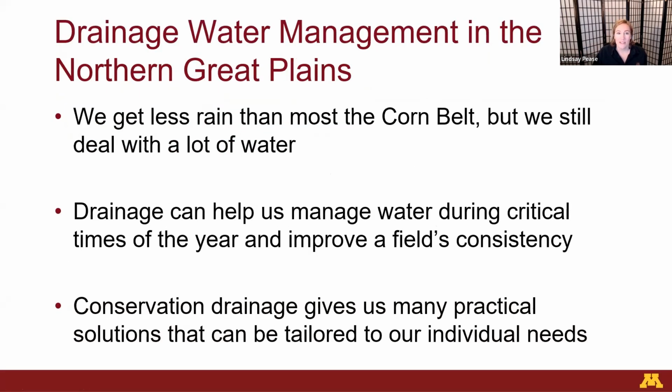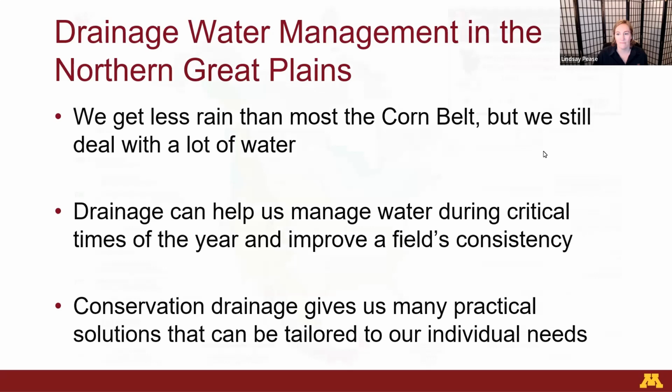So for drainage water management in the Great Plains, I'm going to cover three main themes during this talk. The first one is we get a lot less rain than most of the Corn Belt, but we still can deal with a lot of water. I'm also going to talk about how drainage can help us manage water during these critical times of the year and improve a field's consistency from year to year. And then finally, I'm going to end with a few of the conservation drainage solutions that can give us some practical solutions that you can tailor to the individual needs of your farm.